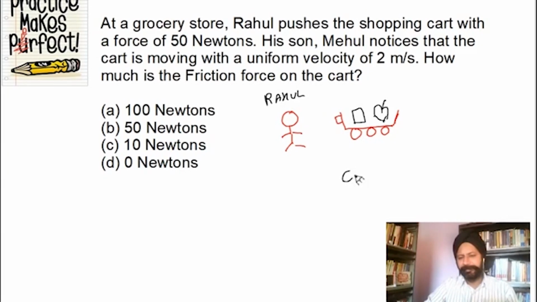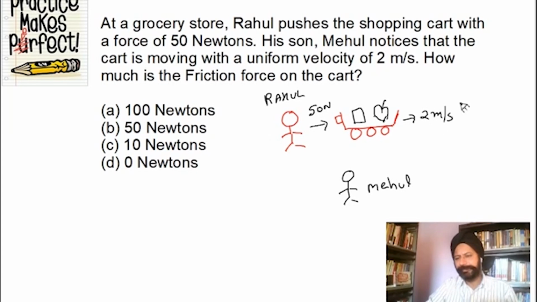Now his son Mehul, so let's put a black shirt on Mehul. So this is Mehul, and Mehul sees the father is pushing with 50 newtons, and then he says the cart is moving with a uniform velocity of 2 meters per second. Awesome, many students are giving the right answer now. Good.